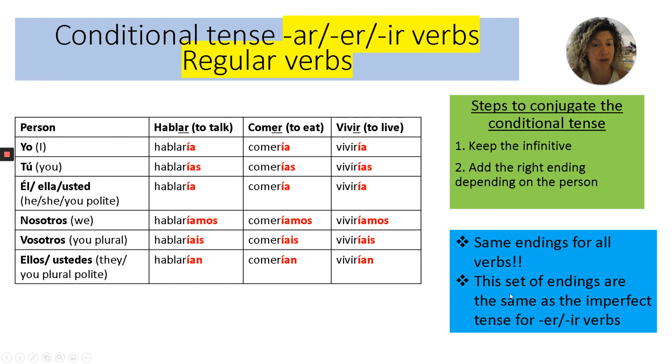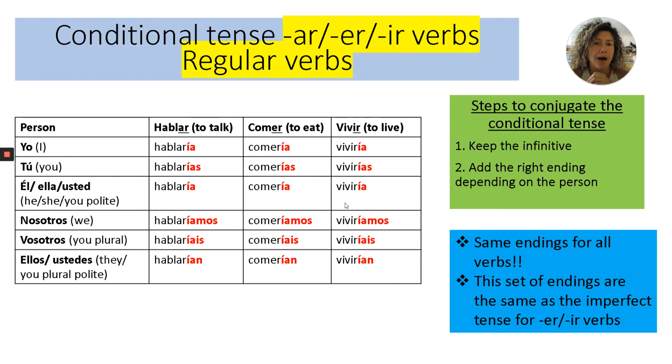Like I said before, the same endings are used for all verbs. And you might have noticed these endings are the same as the imperfect tense endings for ER verbs. So how do I recognize which one is which? Remember, how do we conjugate the imperfect? We remove the ending and then add these endings according to the person.